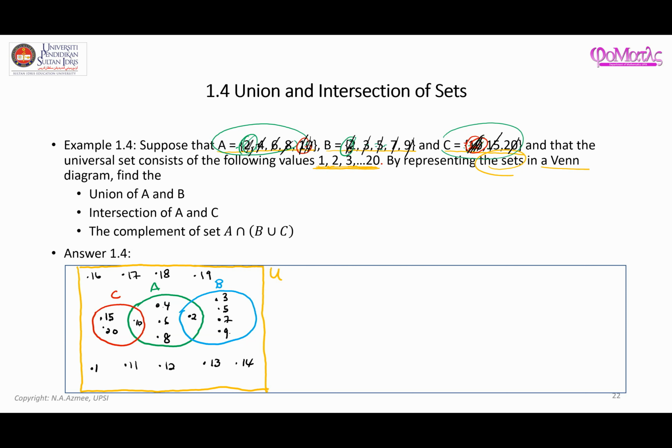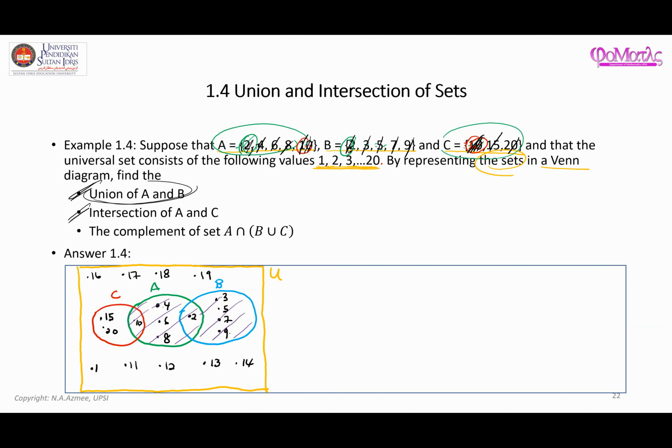We have represented all the values related to A, B, C, and other elements that are not included in those circles. Right, so next let's talk about using this Venn diagram to find the value for this process that we've got over here. So first we're talking about the union of A and B. So the union of A and B can be represented as this area. So this is the union of A and B.